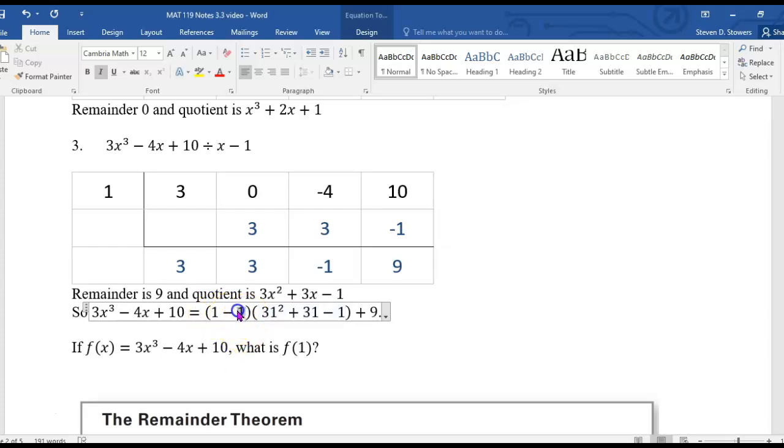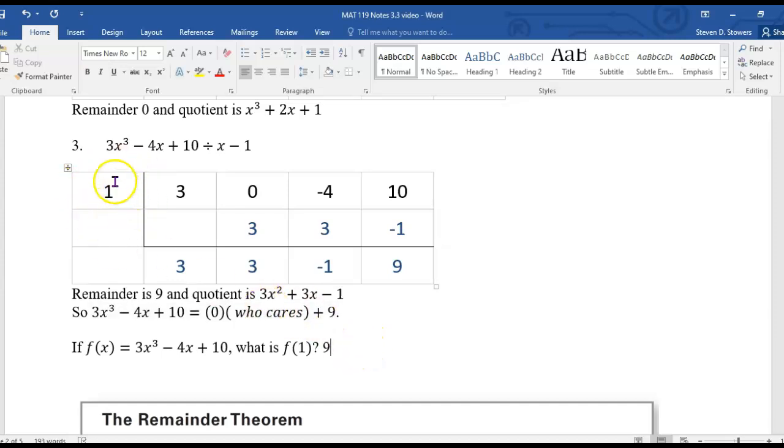The 1 minus 1 is 0. And this part, well, who cares? 0 times anything is 0. And then that 0 plus 9 is 9. So f of 1 is 9. In other words, it's the remainder that we got when we carried out the synthetic division with a 1 out in front. We divided by x minus 1, and the remainder we got, that f of 1, turned out to be 9.